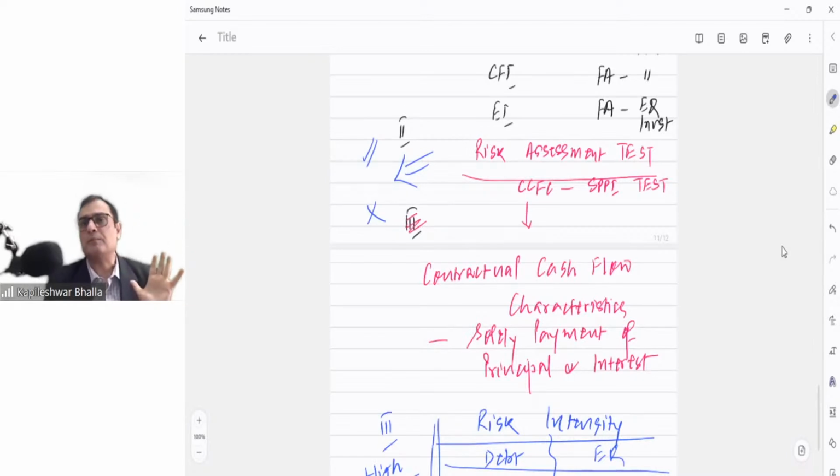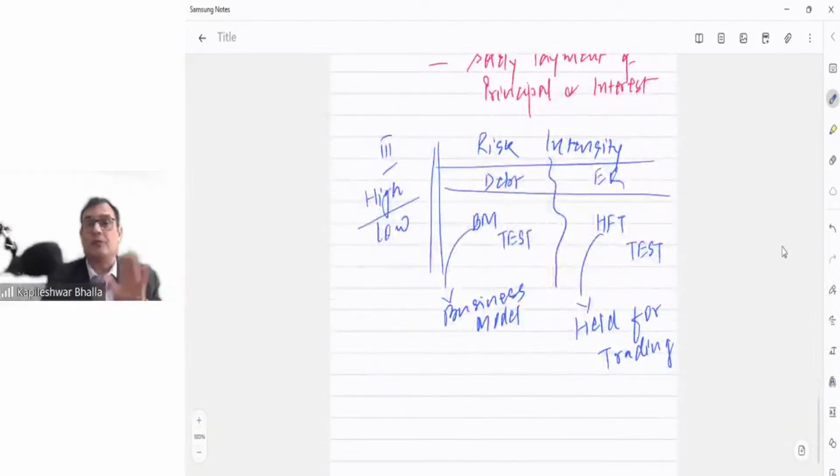That's called SPPI. And then there is step number 3, which is on risk intensity, indicating the risk is high or indicating the risk is low. There are 2 different tests for debt and equity investments. For a debt, it is called a business model test. And for equity, it is called a held for trading test, which will tell me the risk is high or low. Accordingly, I'll decide FVTPL or FVOCI.